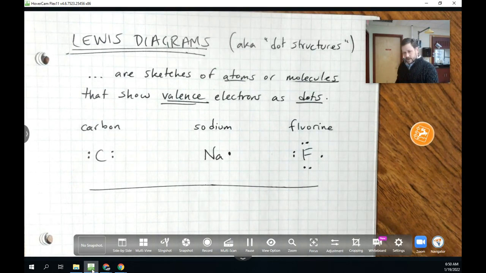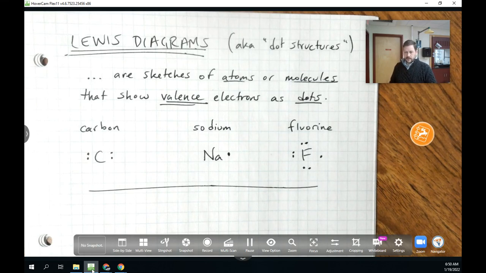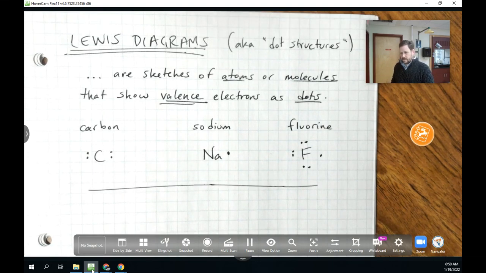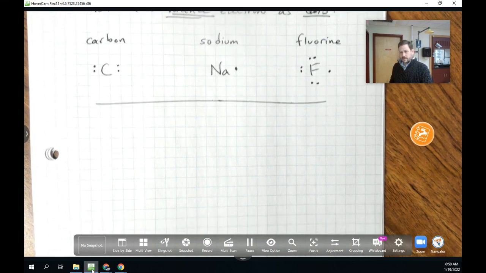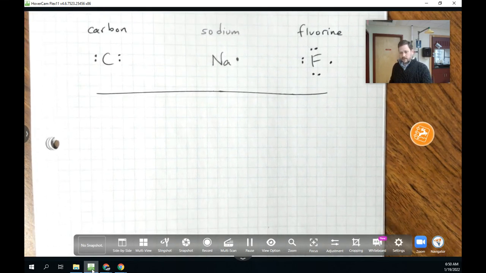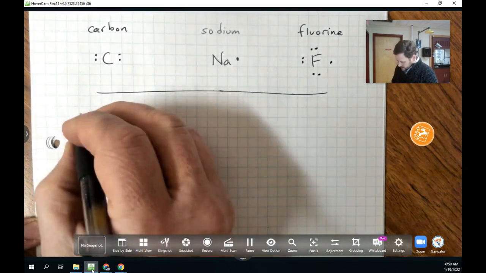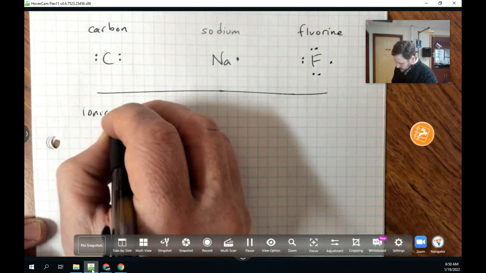in that valence shell. Now, Lewis diagrams, again, are helpful to show how valence electrons are involved in bonding. And we know that there's different types of bonds. And while you can use Lewis diagrams to show ionic bonds, they're more commonly used to show covalent bonds. But we'll start with an example of an ionic bond.